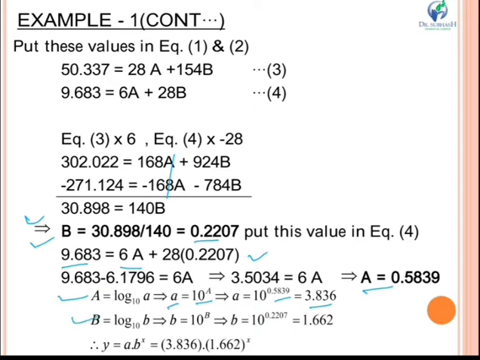In the same way, we will find the value of small b. So capital B equals log base 10 of b. This implies b equals 10 raised to capital B. Again on calculating this, we get the value as 1.662. Now I'll put these values of small a and small b in our given exponential curve, that is y equals a times b raised to x. And this is our final required solution for the given curve.